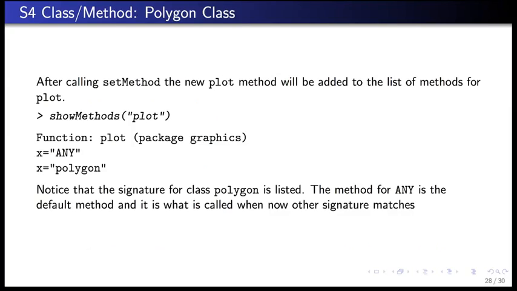After you call setMethod for the new plot method for polygon objects, that method gets added to the global list of methods for plot. If you call showMethods on plot, you'll see that there are two plot methods defined. The first is for any, and the second is for polygon, which is the one we just defined. The one for any is the default method, which takes any type of object. It doesn't care. So if I were to call plot on some other type of data, it would use the any or default method. However, if I called plot on a polygon object, it would call my method.